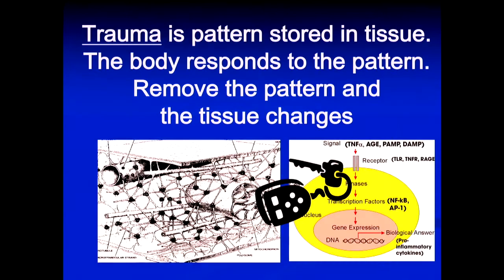So how did that happen? This is a continuation of the conversation we had yesterday. Trauma is a pattern stored in the tissue. If you are a semiconductor and you push save, the pattern is saved in your fascia and connective tissue, in your information field, if you will, but it's physical, right? The body responds to the pattern; remove the pattern, and the tissue changes. This is not always predictable, but when nothing else works, it makes sense.